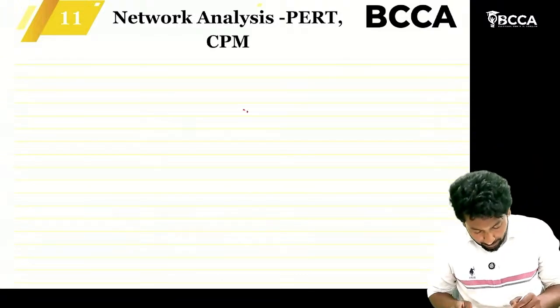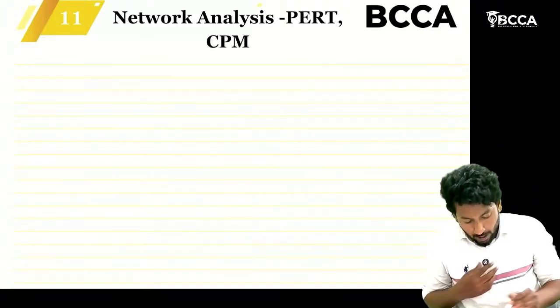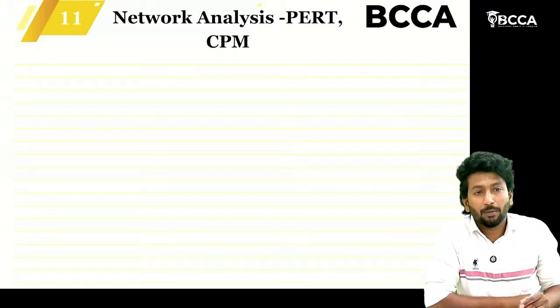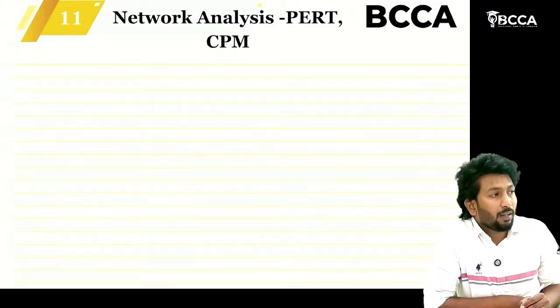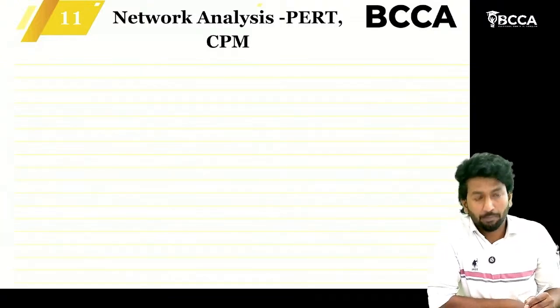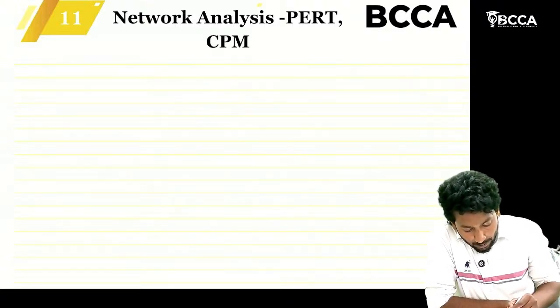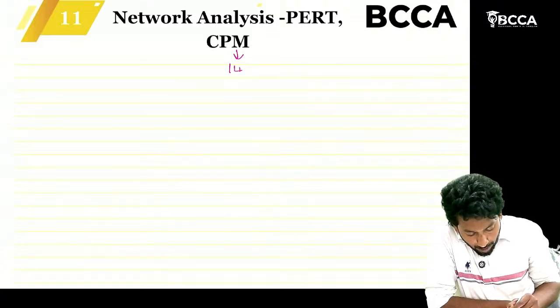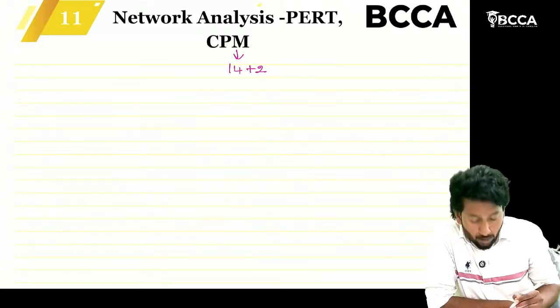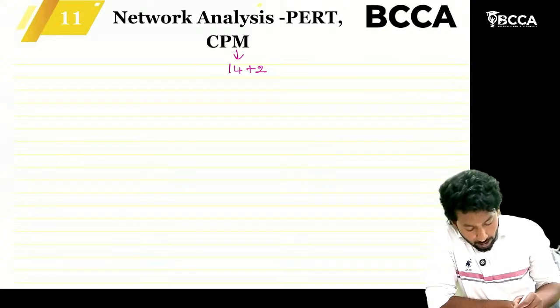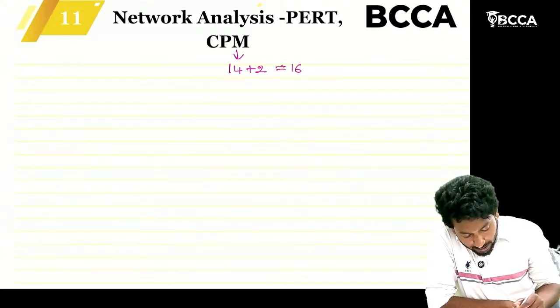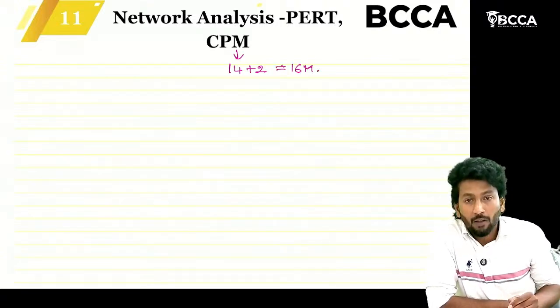Our next chapter is network analysis, the highest weightage chapter from DM. In the previous 3 or 4 attempts, they are asking a 14 mark question plus 1 MCQ of 2 marks. That means the total weightage of this chapter is 16 marks.